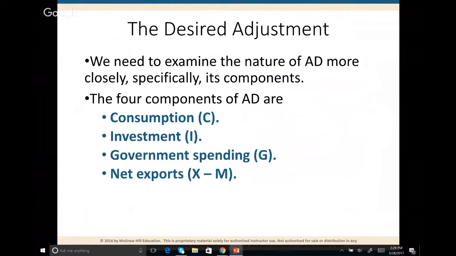For your GDP, or for your aggregate demand curve, there are 4 components. So just like GDP, there are consumption, investment, government spending, and net export. And then your net export, that's your export minus import. So anytime when these 4 components change, it will change our GDP.